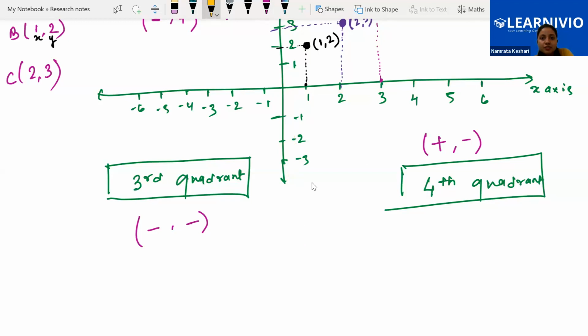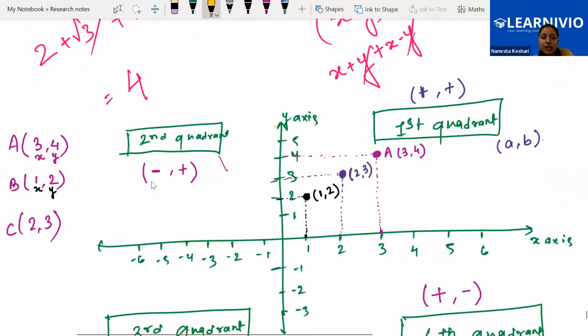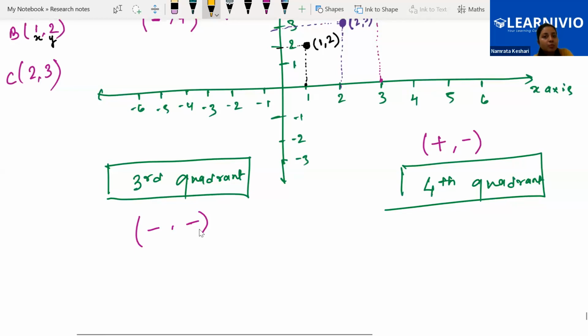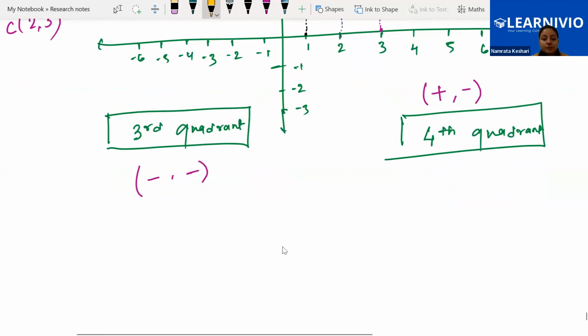So let's summarize everything. In the first quadrant, plus plus: x and y both will be positive. In the second quadrant, x will be negative and y will be positive. In the third quadrant, x and y both will be negative. And in the fourth quadrant, x is positive and y is negative. Now let's take a few questions based on these results.